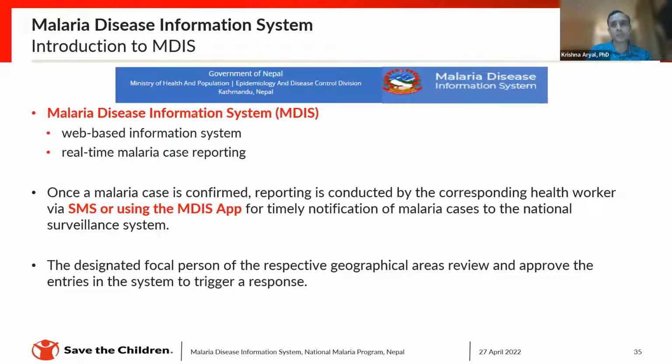This information system is a web-based information system, which is a real-time malaria case reporting system. Once a case is confirmed, the reporting is conducted by the corresponding health worker using SMS, which is commonly used, and it can also be done using the MDIS app, the information system app, if we have installed that in our device, for timely notification of the cases to the national system. The designated person of the respective geographical area reviews the cases once they get notification and approves the entries in the system, and that will help trigger a response.